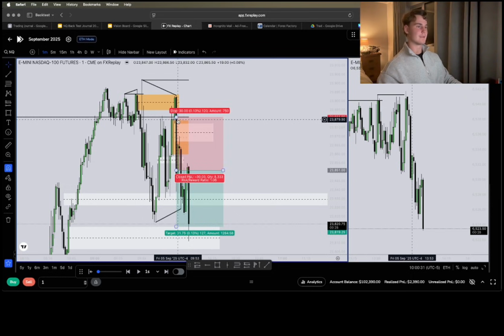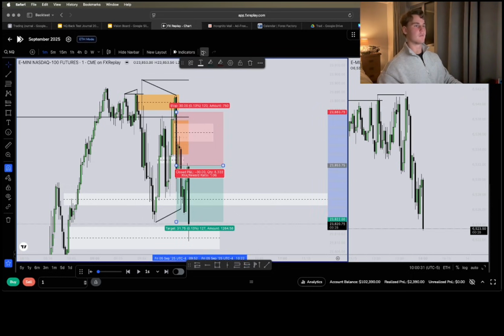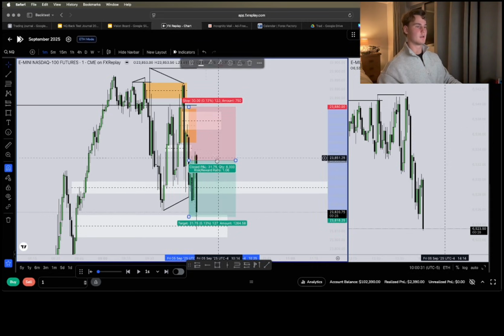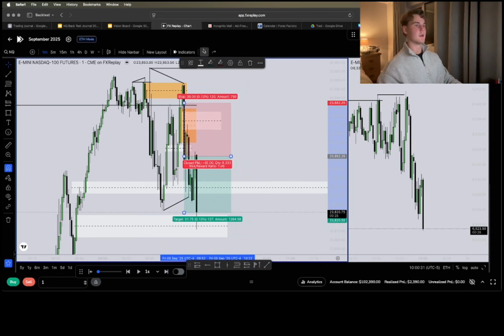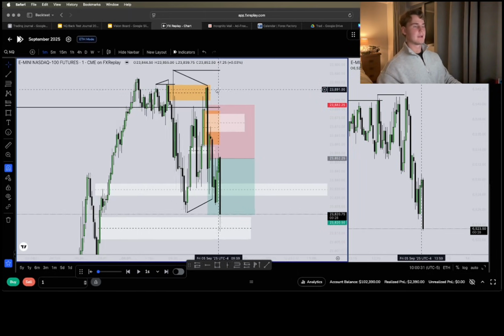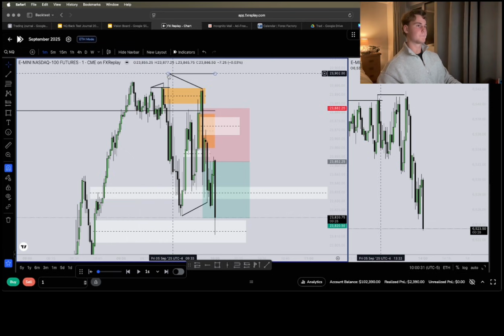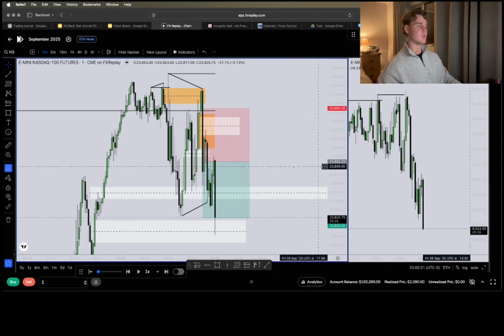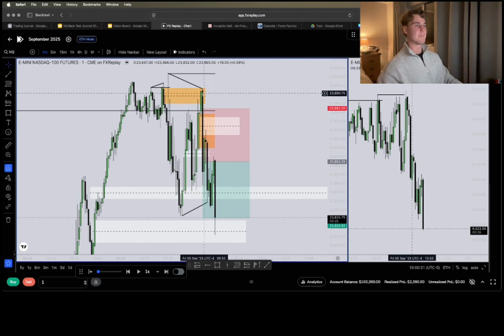Manipulation, rebalance, displacement. Now, I entered off the manipulation displacement, but you could have gotten a rebalance there, displacement low, you enter there, targeting the same drawn liquidity, but mine was still valid nonetheless. Now, it's clear what price was going to do. Why? Internally manipulated, then immediately displaced lower, making multiple manipulations on ES and NQ, which is an algorithmic signature that price is going to go lower. We then immediately disrespect the unopened BISI here and displace lower.